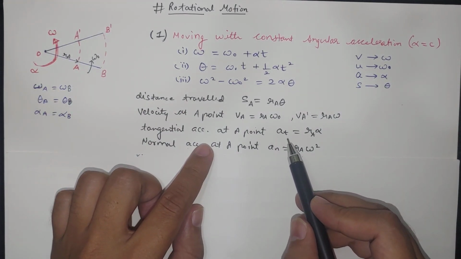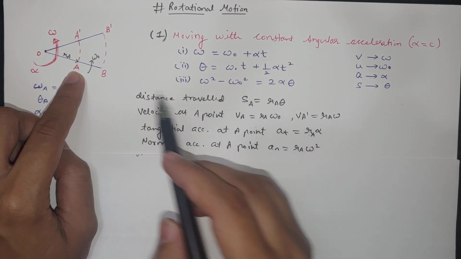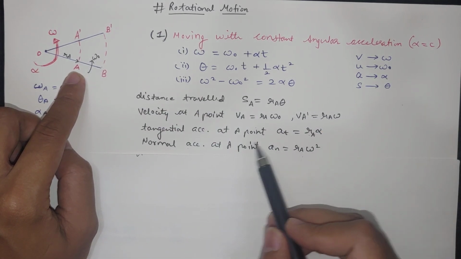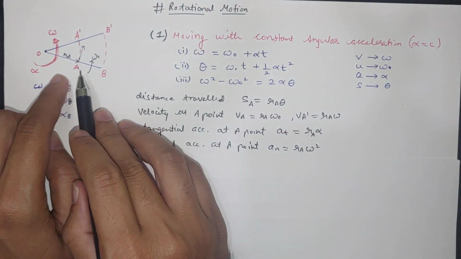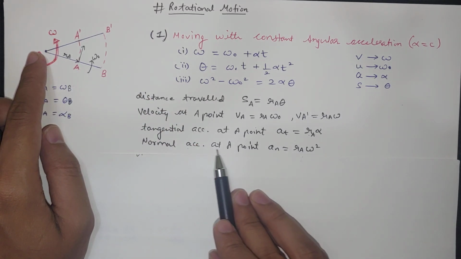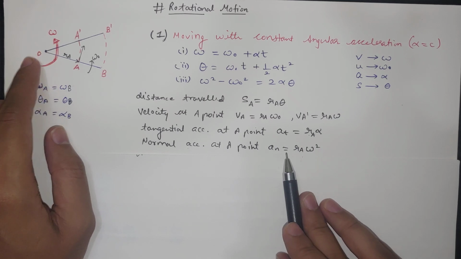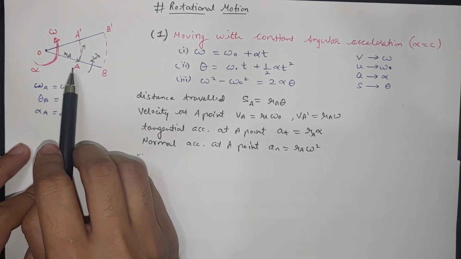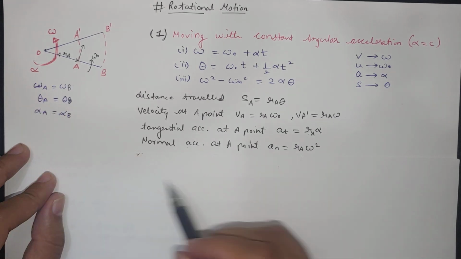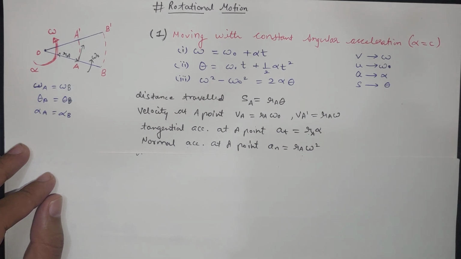Similarly, tangential acceleration at point A will be RA into alpha. The same acceleration will be at A dash also, because it is constant angular acceleration motion. This is a tangential acceleration, in the tangent direction to this arc A to A dash. Normal acceleration at point A will be RA into omega square, pointing towards the center, from A to O. Total acceleration will be the square root of AT square plus AN square.